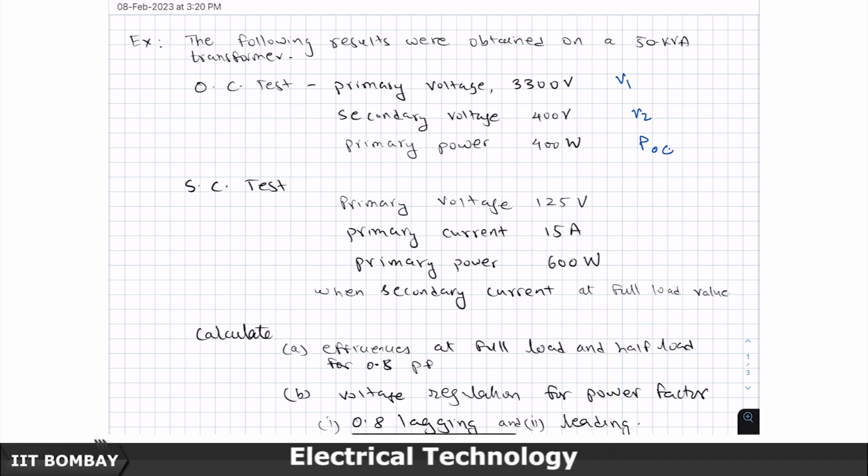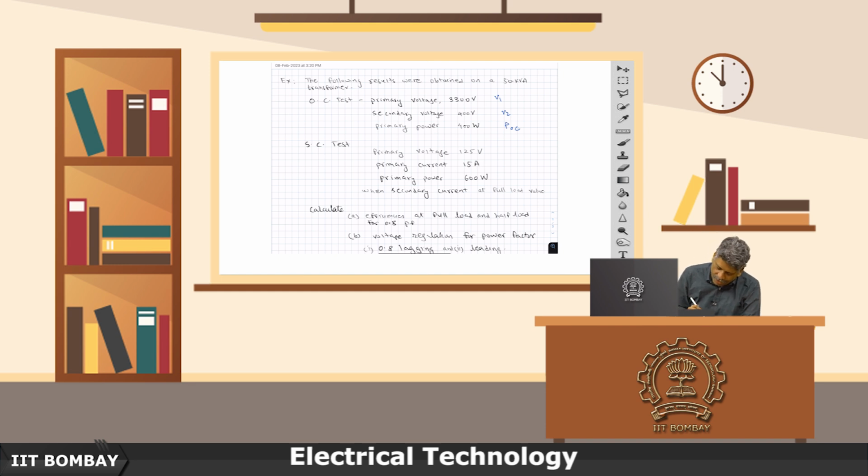Because you have short circuited the secondary and set the current to full load value, you have to apply a much smaller fraction of the primary voltage. There is no load, so the current is not to be pushed through the impedance of the load, it is just short circuited there. Only the current has to be pushed through the leakage impedance, and to get the rated value of the current pushed only through a small leakage impedance, a much smaller voltage is required. So, the primary voltage required is a fraction of 3300, only 125 by 3300 is the fraction that is required, and the current measured from the primary side at that time is also the full load value of the current seen at the primary side, and you get the P s c here, the full load power.